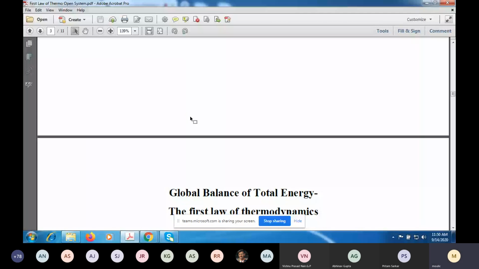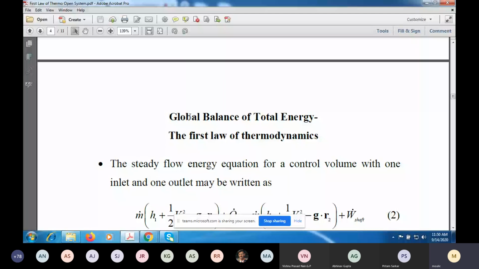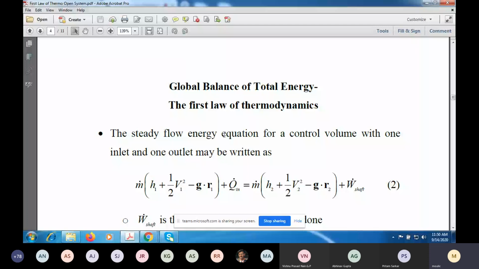Okay, now we have to look at the global balance of total energy, which is the first law of thermodynamics. Now we have to apply it to an open system. In your course on thermodynamics, you must have come across this term steady flow energy equation. And you might have applied it usually to control volumes with one inlet and one outlet.